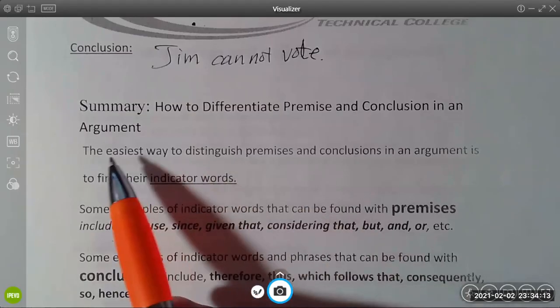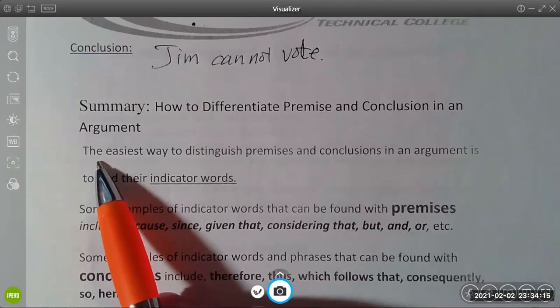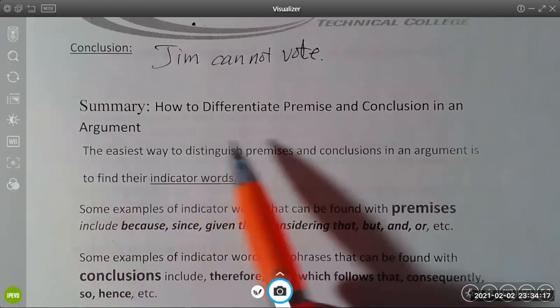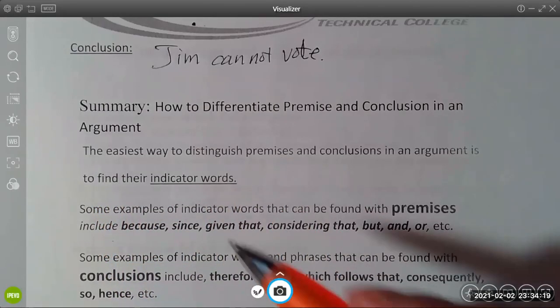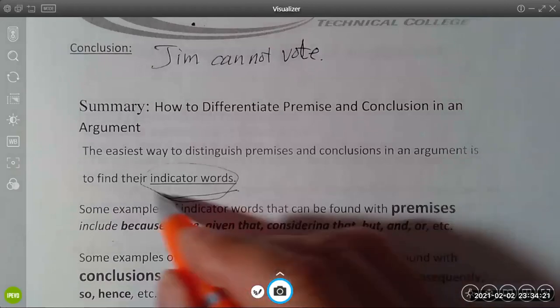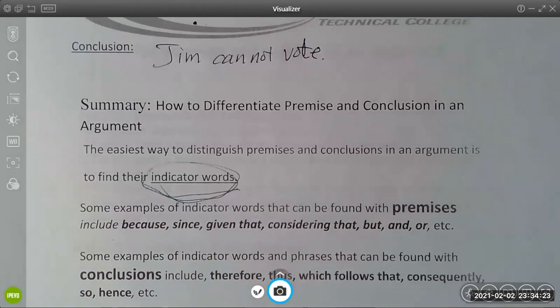Actually, I don't know if you noticed that or not through this example. The easiest way to do that is looking for indicator words. There are some keywords for you to look for. Remember, a premise is about condition, reasoning, evidence. A conclusion is like a consequence. That's what the author of the argument tries to convince you of.